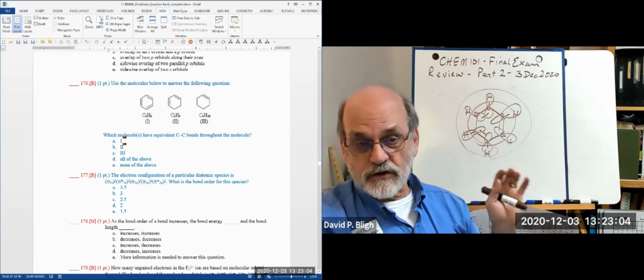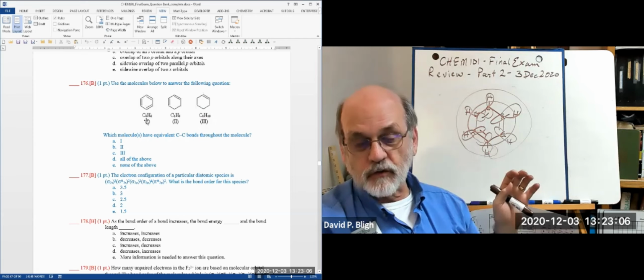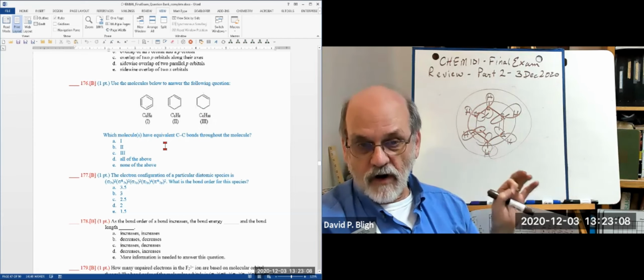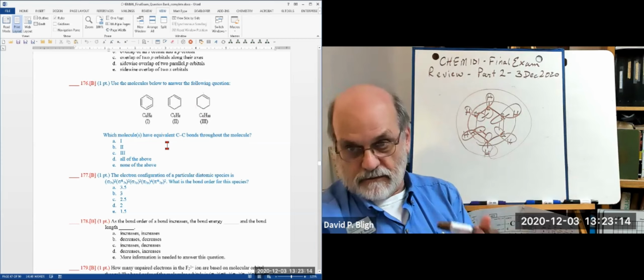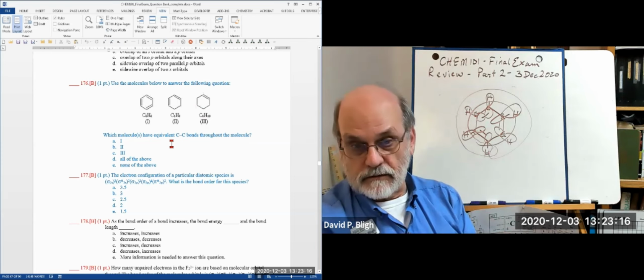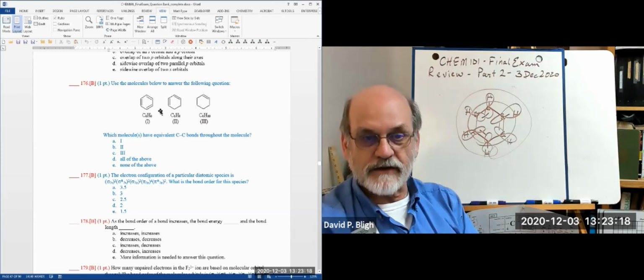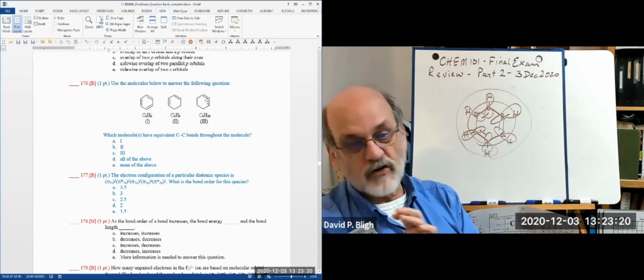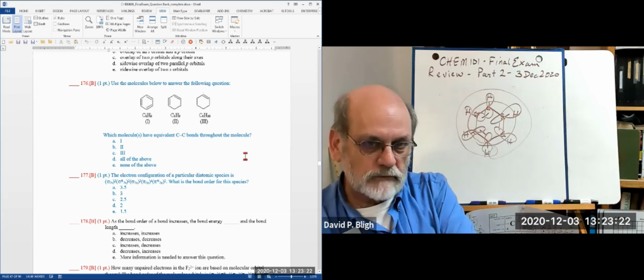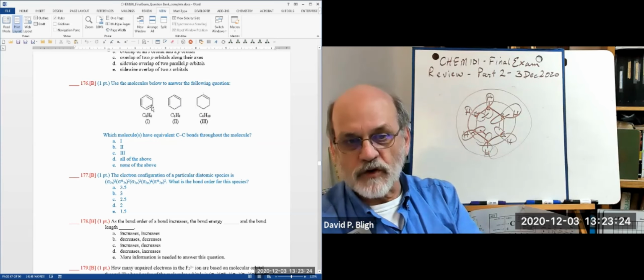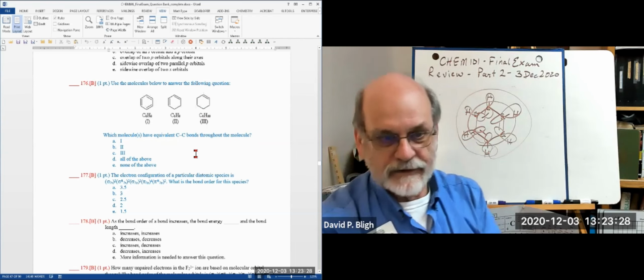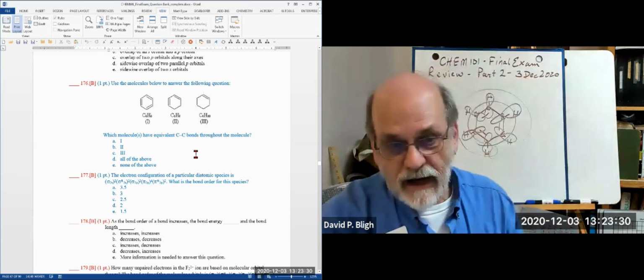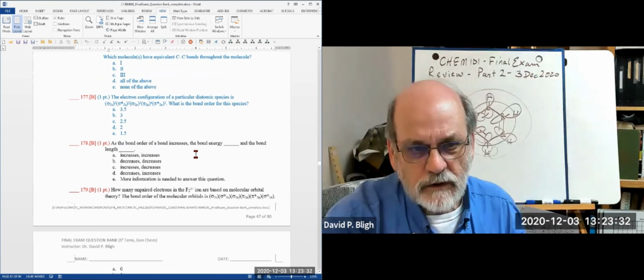So the answer to this one should be 1. Just Roman numeral 1 has equivalent carbon-carbon bonds throughout the molecule. And that's based on evidence too. Experimental evidence says these are equal, these guys are not. That's why this one is so much more stable than the rest. This is benzene. Okay, just skip down to the next one.